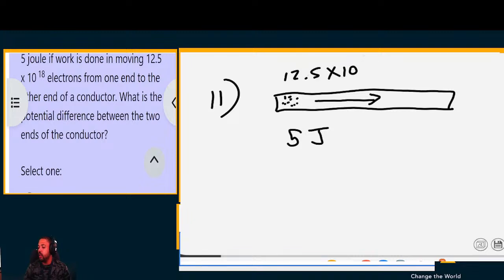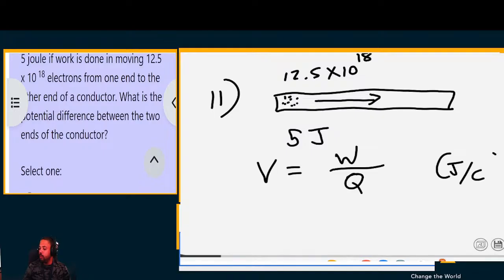12.5 times 10 to the 18 electrons. That's a lot of electrons, being moved from one end to the other. That is basically how electricity flows: a bunch of electrons moving through a conductor. Now they ask us what is the potential difference between the two ends of the conductor. First of all, how do we calculate potential difference? Potential difference is the amount of work done to move a certain charge. It's joules per coulomb, because work is measured in joules and charge is measured in coulombs. So it's work done per unit charge. That is voltage. They want the potential difference, or the voltage, between the two ends of the conductor.